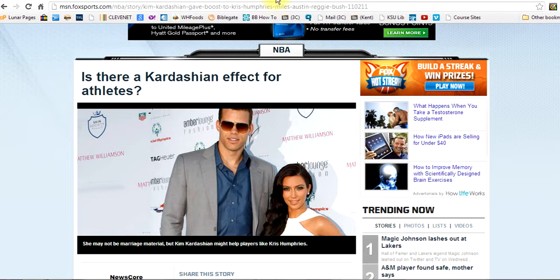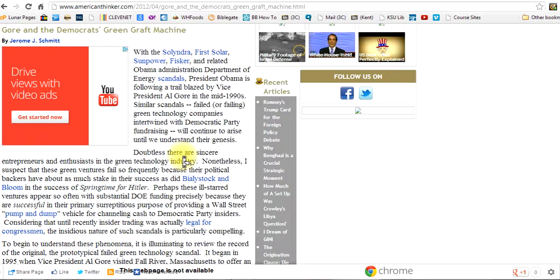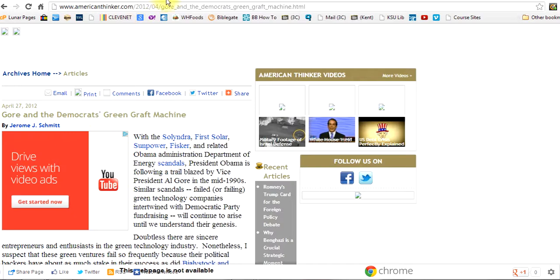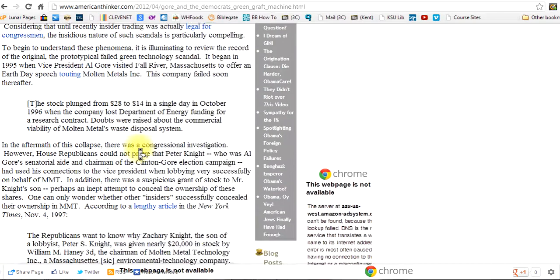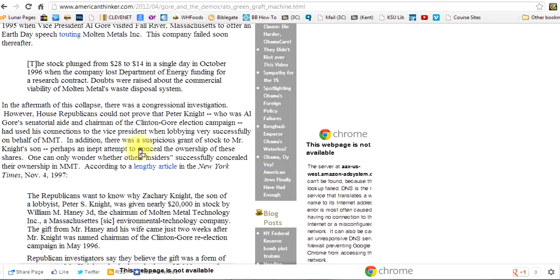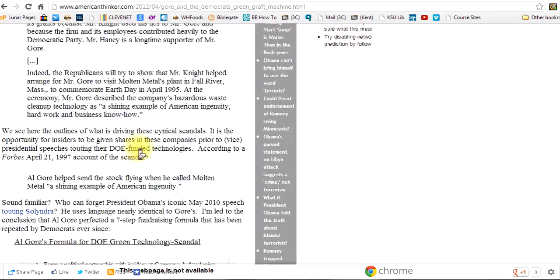Here's one that's more seriously done. This one is called "Gore and the Democrats' Green Graft Machine." Apparently Obama is doing this, and this writer, Schmidt, is saying Obama is following Gore's path. If you want to read these on your own, just Google the title, or try to see the URL, but I would just Google the title. This writer Schmidt really looks into Al Gore and what he did with a couple of green companies, and how he advocated for them, and the stock went up, and then he sold out the stock, and then the companies went down.